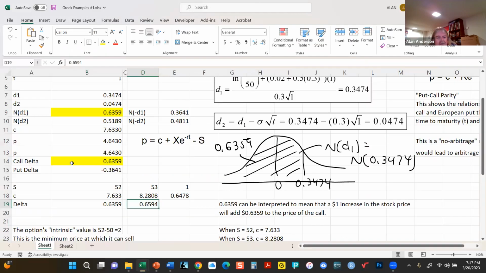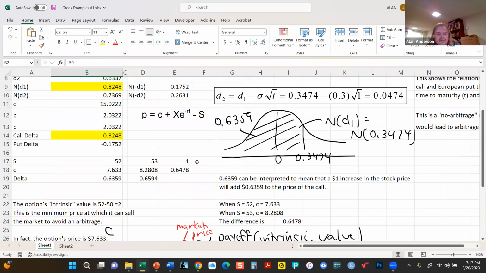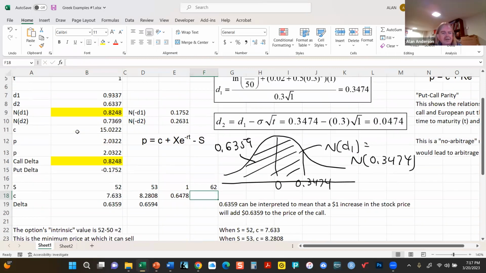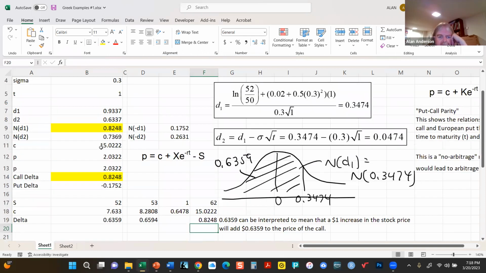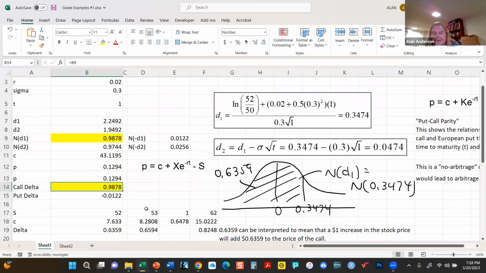In fact, why don't we try this? Let me try 62 and see how high it goes. So that brought the price of the option to 0.0222, and the delta went all the way up to 0.8248. Yeah, look at that. And that's because we're moving progressively deeper into the money. In fact, if I put this up to a ludicrously high level, like 92, the delta is almost 1. Look at that. Because the chances of finishing in the money are almost 100%.